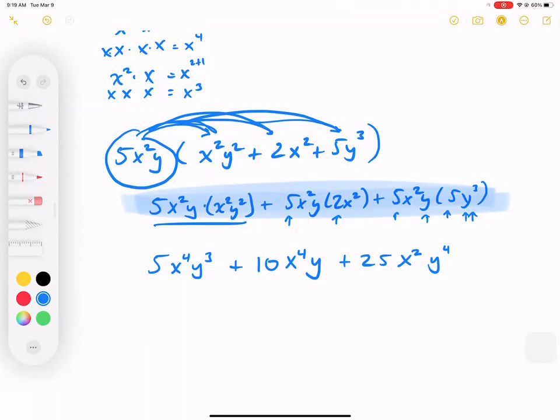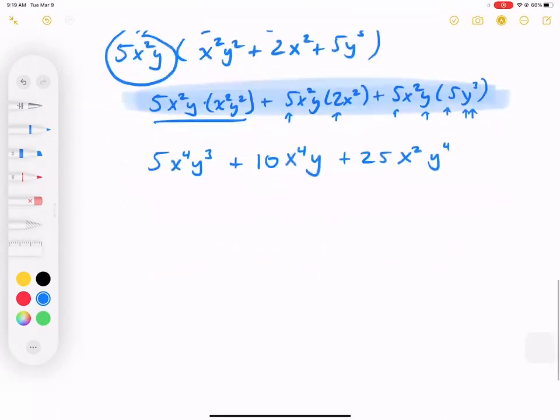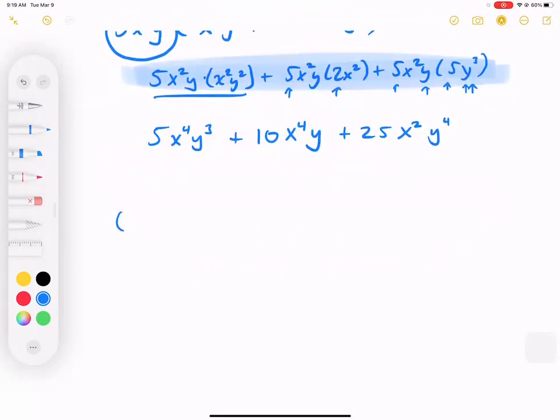Now, what if I have two things to multiply? Now we'll start off here with saying x plus 3 times x plus 2. Okay? This is a binomial times a binomial. Two things times two things.